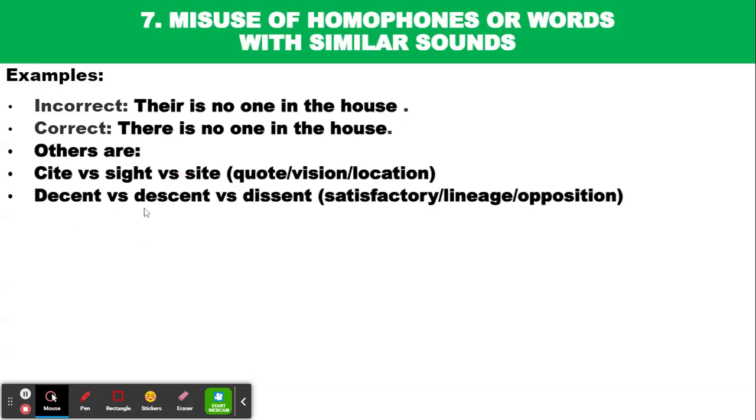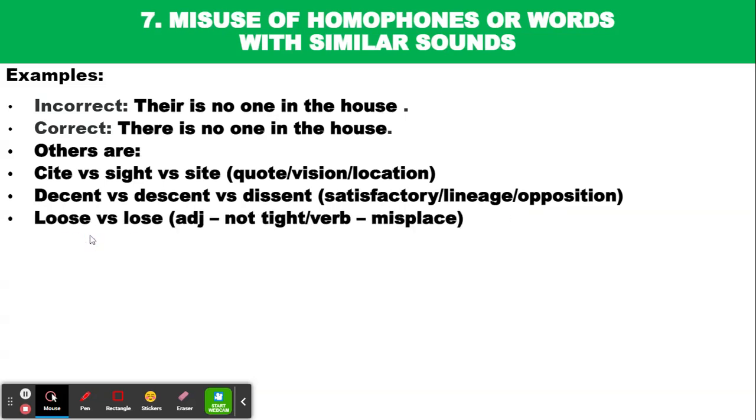Then you have "decent" with C, you have "descent" with SC, you have "dissent" with double S. The first one refers to satisfactory. Then the second one refers to lineage or family background. The third one refers to disagreement. So they have different meanings.